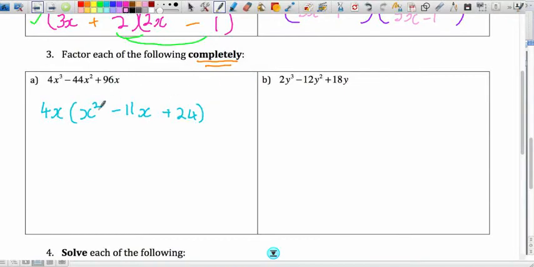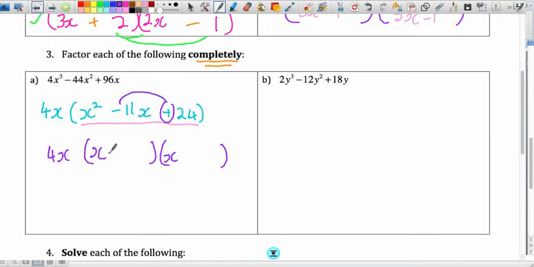If you then look inside the parentheses, hopefully what you recognize is that that is in fact a trinomial. And so I have 4x. My trinomial will be x and x. My signs are going to be the same. They're both minus. And I need factors of 24, which will add to give me 11. And so we have 8 and 3. And that is our final solution for this problem.